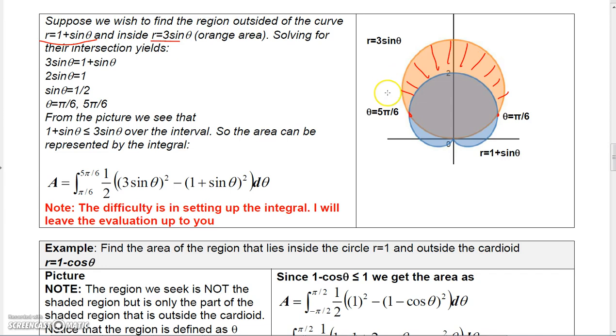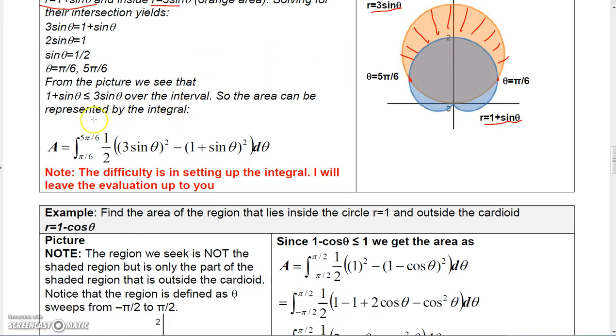Okay, so now let's back up and say that again. The curve farthest out this time is the orange curve, which is 3 sine theta, and the one closest to the origin is the blue curve, which is 1 plus sine theta. So using the formula, we integrate from pi over 6 to 5 pi over 6, 1/2, the outer curve, the 3 sine theta quantity squared, minus the inner curve, the 1 plus sine theta quantity squared. Now I'll let you worry about integrating this. I just wanted you to see how to set up the integral.